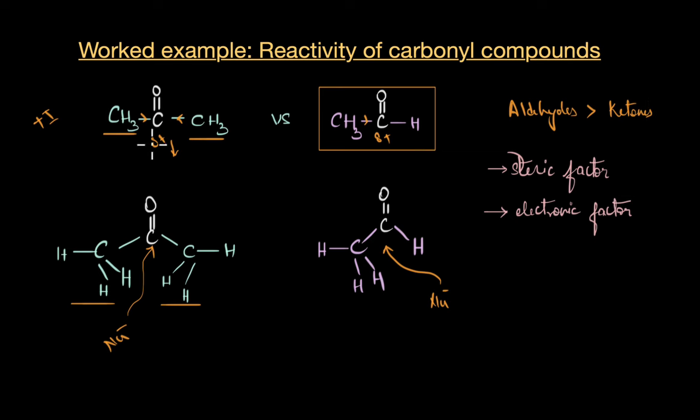What if instead of acetone we had, let's say, CF3COCH3? Basically the three hydrogen atoms here are replaced by highly electronegative fluorine atoms. In this case, you will see that the reactivity of this compound, trifluoroacetone, would be much greater than the reactivity of ethanol. Now, this is because here we have three fluorine atoms which are highly electronegative and draw away all the electron density from this carbonyl carbon.